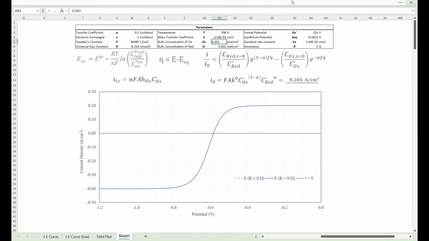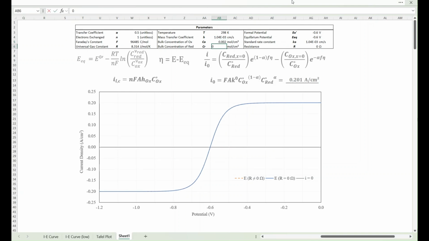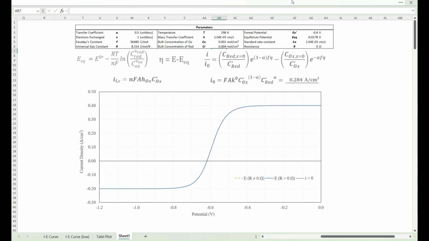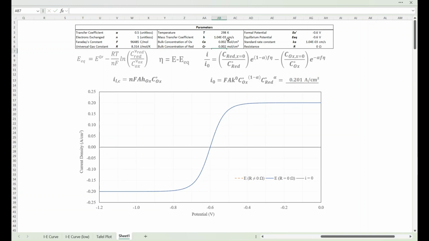Watch this again as I change the bulk concentration of the reduced species. You can see, oh, it shifts to the left. It goes more negative, right? Now we're at almost -0.62. And that's for the reason that now we have a number that's greater than 1 in here, which is a positive, and we subtract that off from our formal potential. Okay, so that's the effect of concentration on the curve.